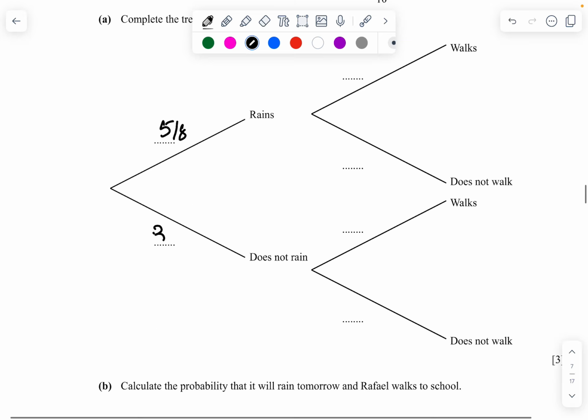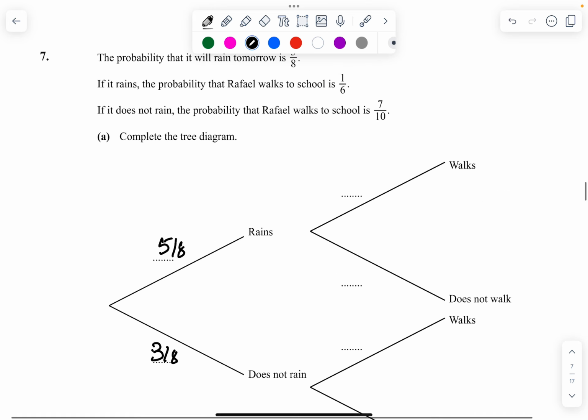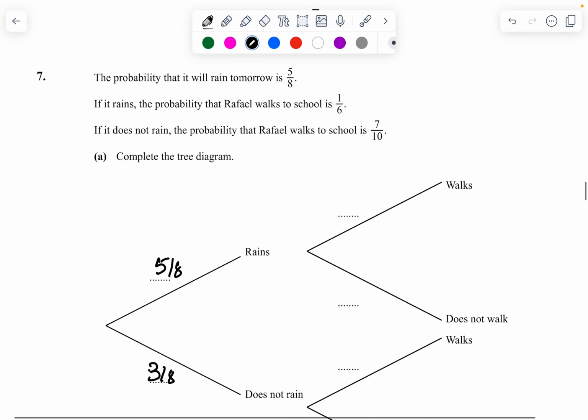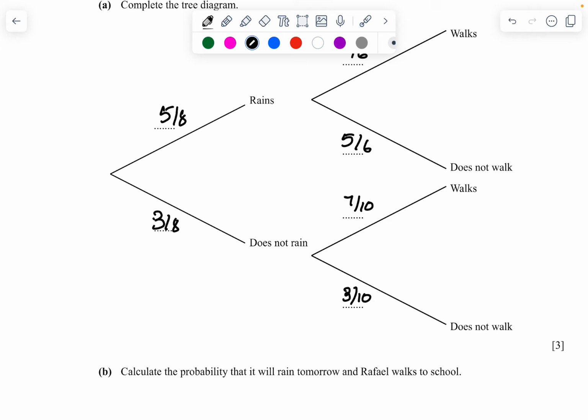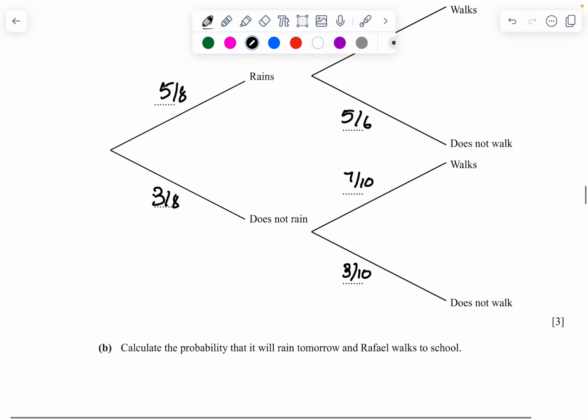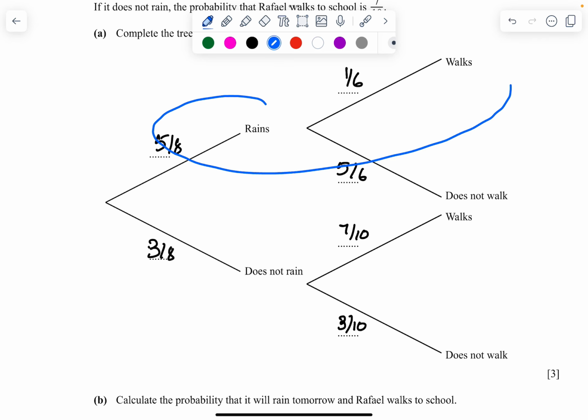Then if it rains, the probability that he walks to the school is 1 upon 6. Does not walk to the school will be 5 upon 6. If it does not rain, Raphael walks to the school is 7 upon 10. Does not walk to the school is 3 upon 10. Complete the tree diagram. We have completed the tree diagram. Next, what else has been asked over there? We need to calculate the probability that it will rain tomorrow and he will walk to the school.